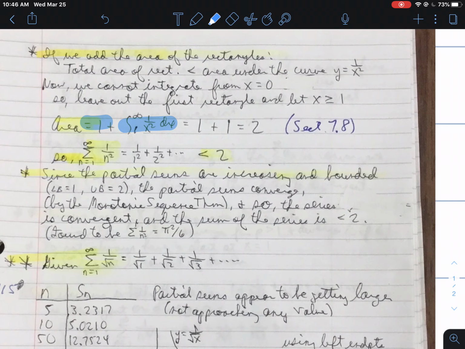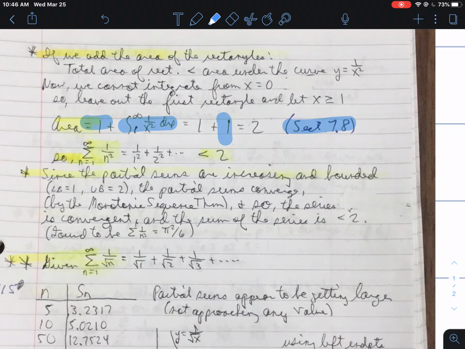Now, this is an integral that we did calculate back in section 7.8. And this is how we came up eventually with the observation about that integral of 1 over x to the p, or 1 over x to the r, from 1 to infinity. And we showed that that integral actually converges, and the area under that curve is 1.